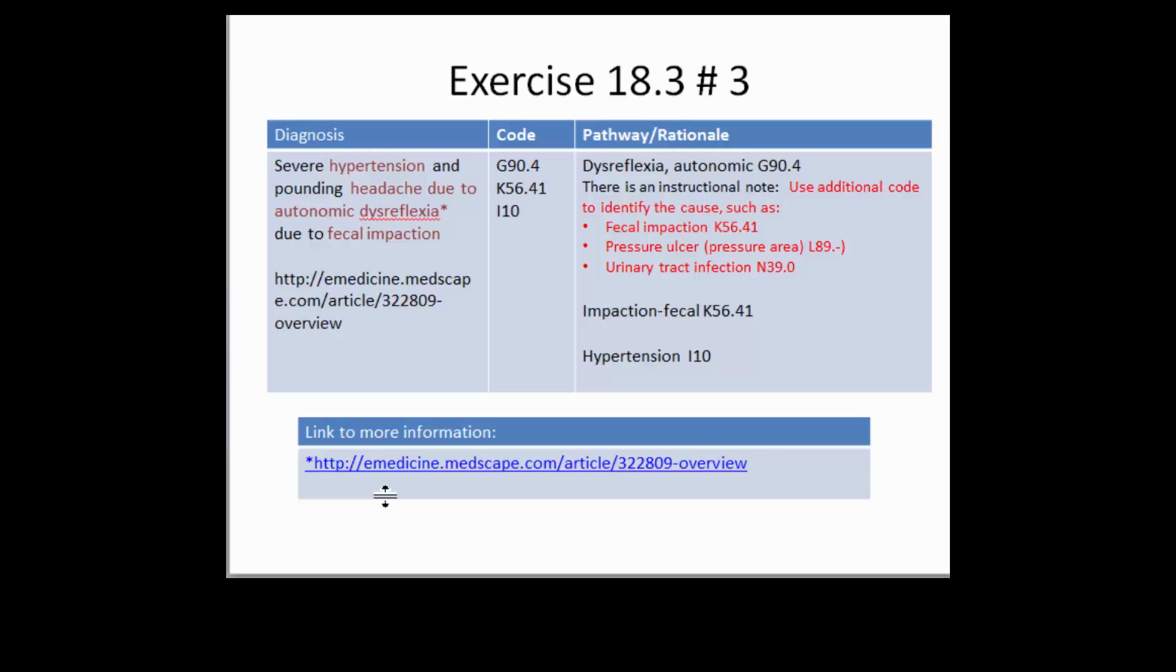Especially, I remember, I used to work in a rehab hospital, and part of providing rehab services to a spinal cord injured patient is to teach them how to take care of themselves now that they have this injury. And one of those things was teaching them how do you recognize the signs and symptoms that you're getting into trouble with autonomic dysreflexia. And when you go to this code, G90.4, there is an instructional note to use an additional code to identify the cause, and that's where we get to the fecal impaction. You can also look it up here, and of course the hypertension is coded I10.